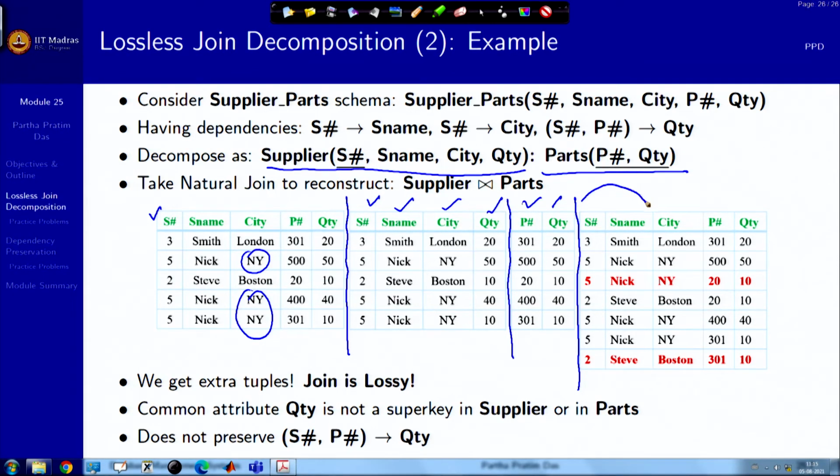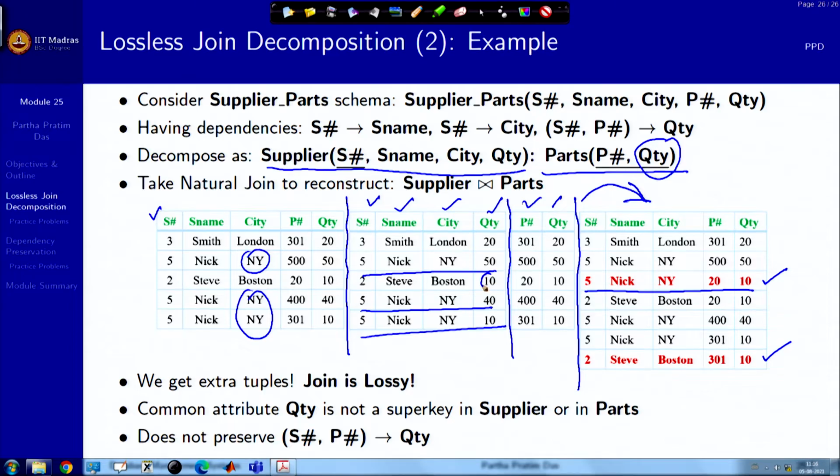Now, for this instance, if I reconstruct by natural join, there are 5 tuples originally and now we have 7. These 2 in red have come up which were actually not there. So, this tuple which was not present has come up here, you can see. Right? You had Nick here, you had Nick here, you had Nick here. The common attribute is quantity. Right?